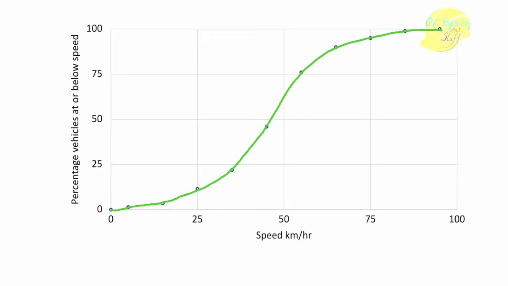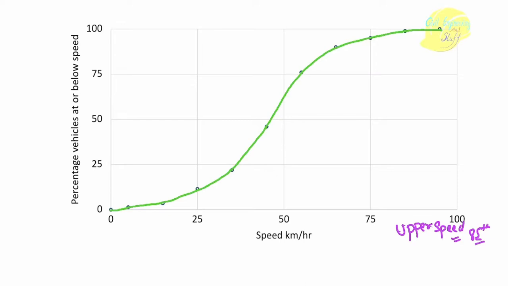So what is the upper speed? Is it the 85th percentile speed? Is it the 98th percentile speed? Or is it the 15th percentile speed? Think about it. Your upper speed is the 85th percentile speed. Alright, that is the speed limit. Your upper speed is the speed limit, so your speed limit is the 85th percentile speed.